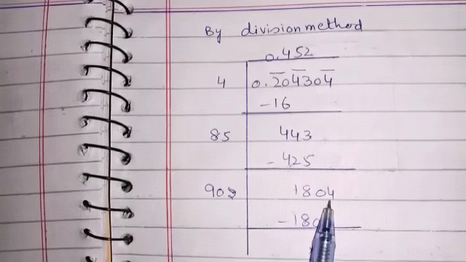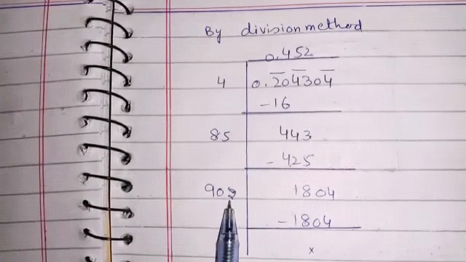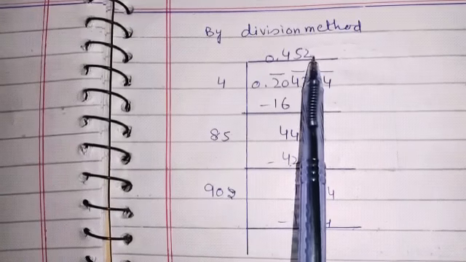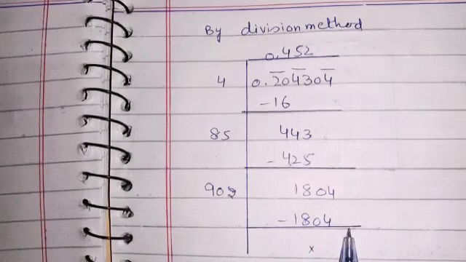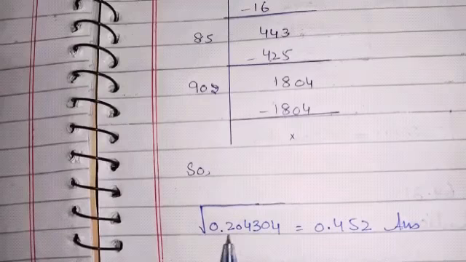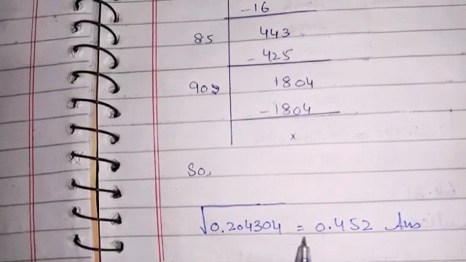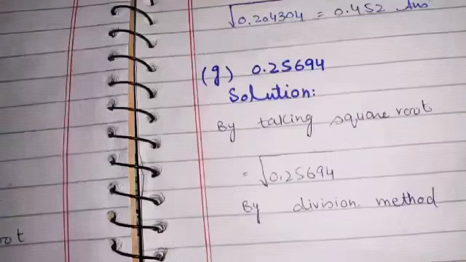We will write 04 with it. Now in the quotient we have 45. When we double it we get 90. We will write 2 with it and multiply it with 2. After the multiplication the product is 1804, and after the subtraction there is nothing. So the square root of 0.204304 is equal to 0.452, which is our answer.